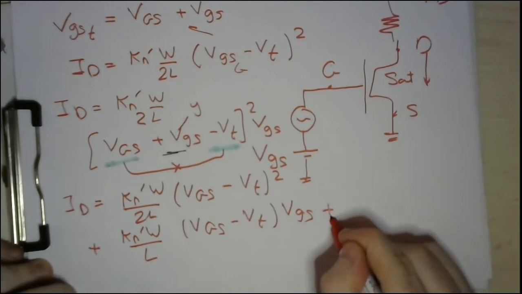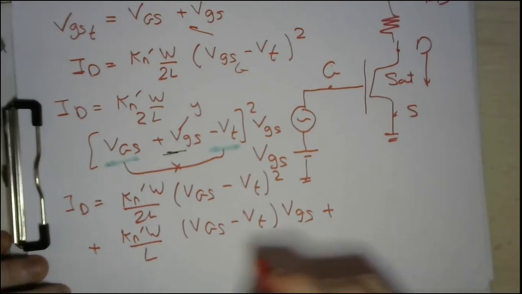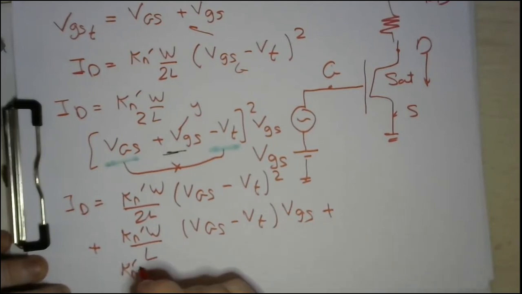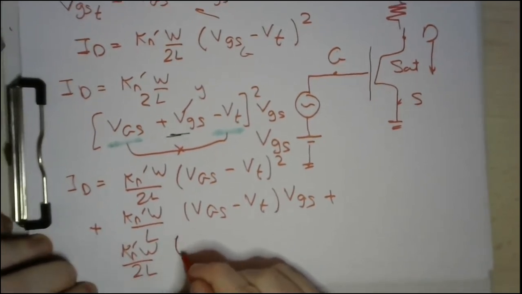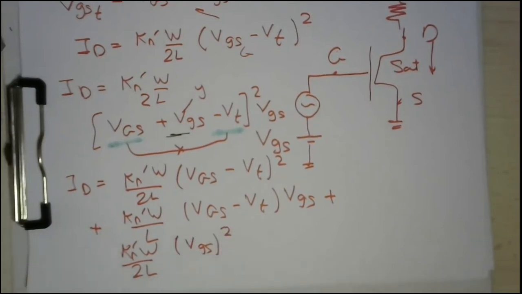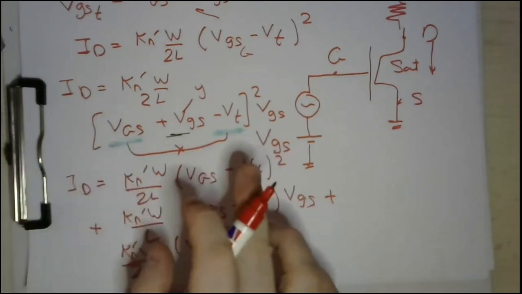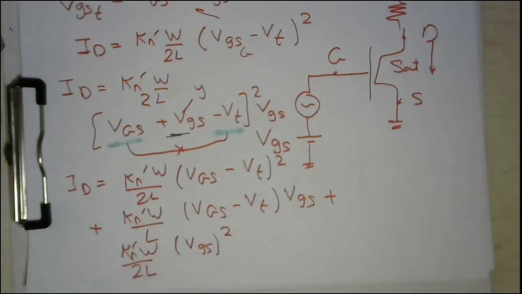Plus the third term is Kn dash W over 2L times V small gs all squared. This is simply the breakdown of this bracket into X squared, 2XY, Y squared. Now, let's start discussing this.